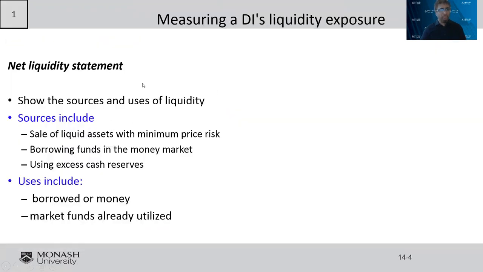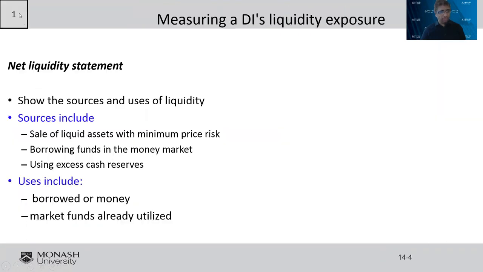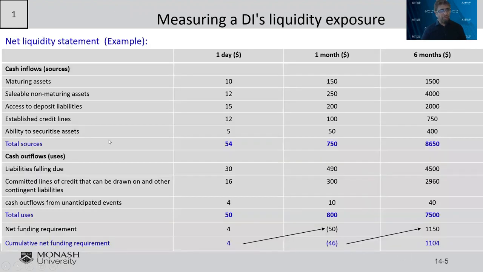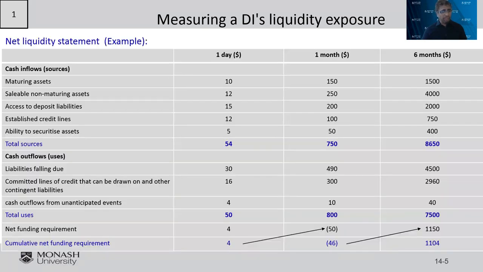Number 1 is, as I told you, you can reference the numbers, which means in this slide, it's number 1. So the source is actually the sale of liquid assets with minimum price risk. You can borrow, this is another source, or you can use the reserves, like at the central bank, whatever. The expected uses include borrowed money. Then you have the market funds already utilized. This is actually part of the uses.